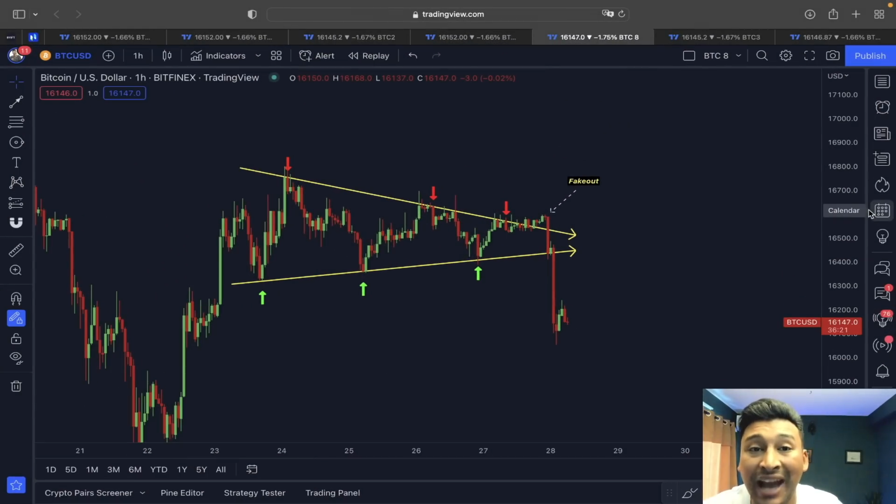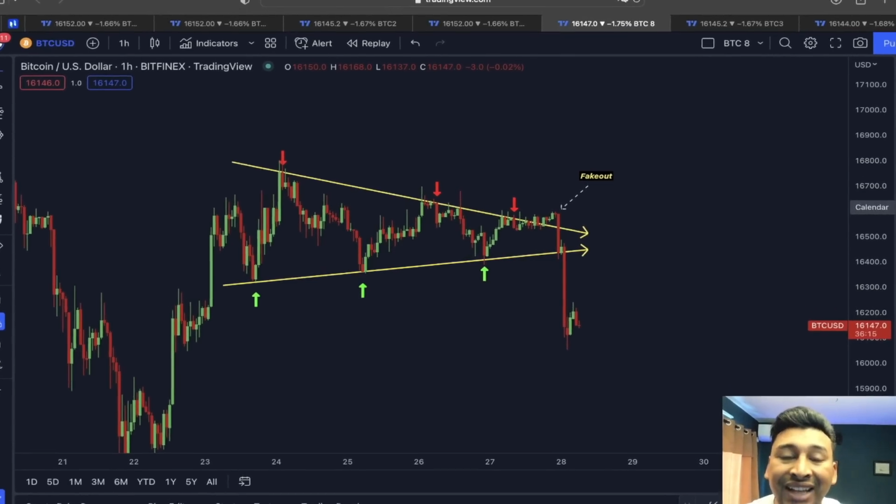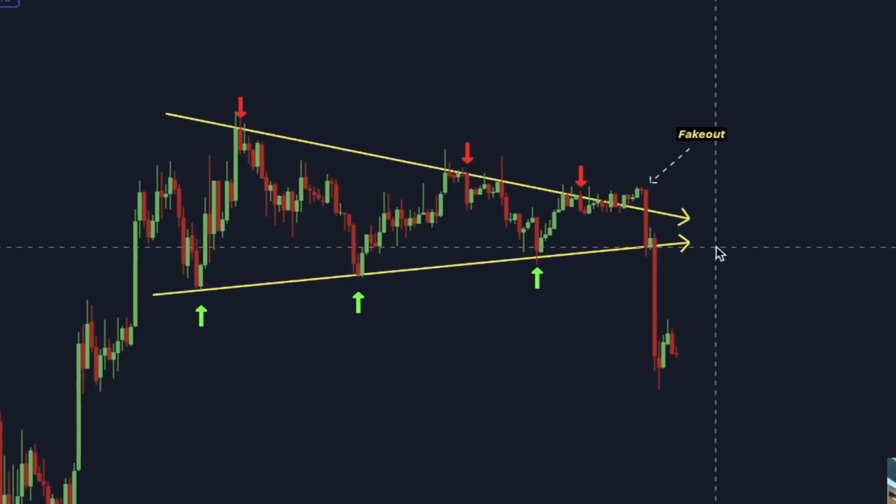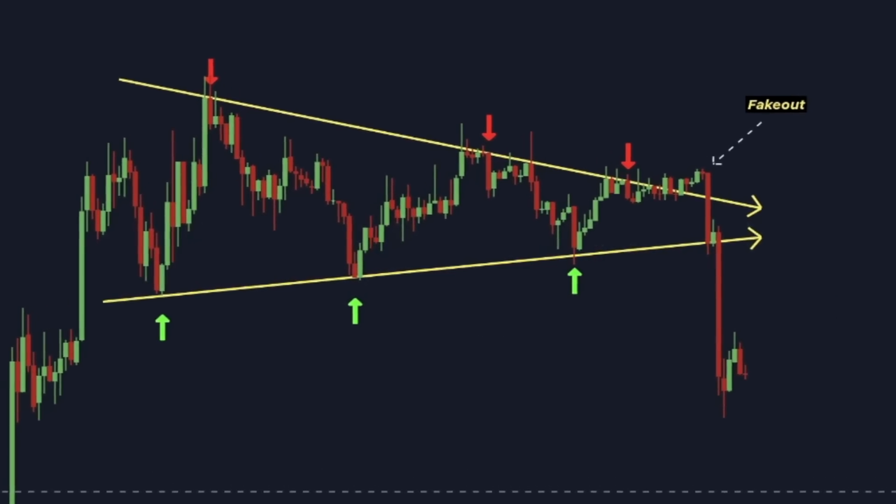Yes, this is bad for Bitcoin. Why? Because we have broken the key line of support which was supposed to hold the price around 16,500, and now the trend is clearly showing this corrective movement and also a free fall type of scenario.